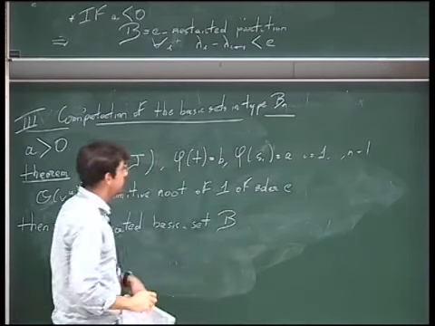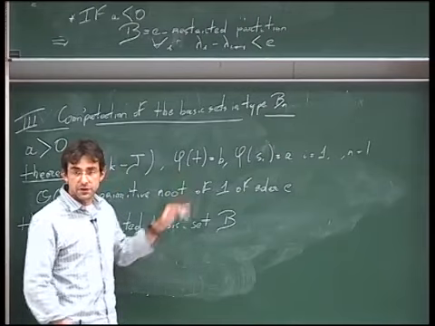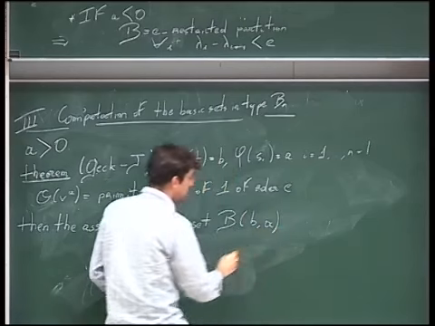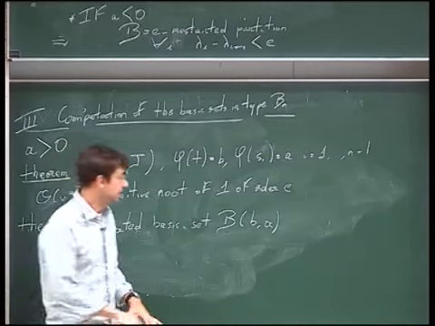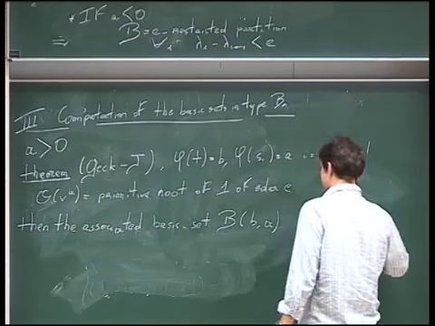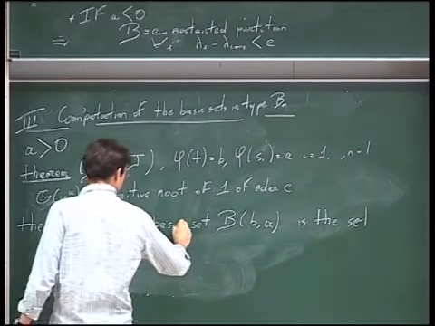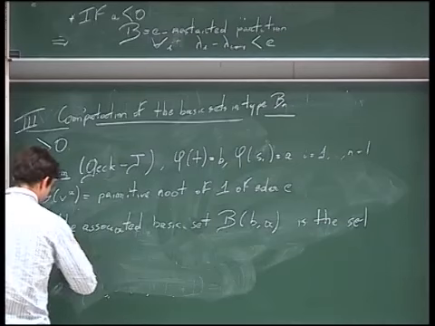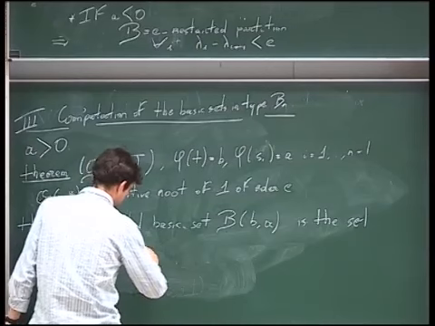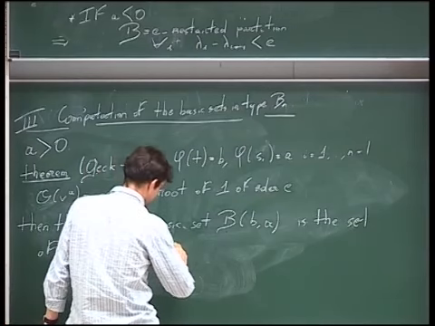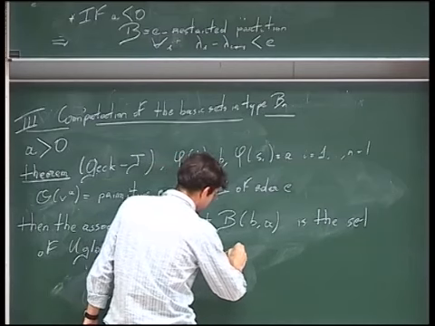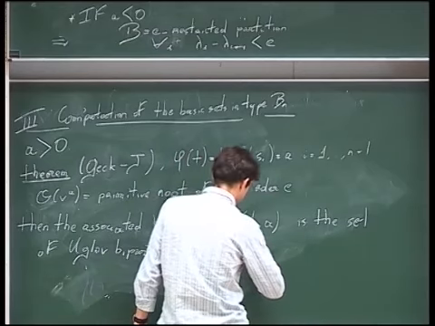So this basic set will depend on the choice of phi, so I will put B and A. In this case, the basic set is the set of Uglov bipartitions associated to this choice of B and A.